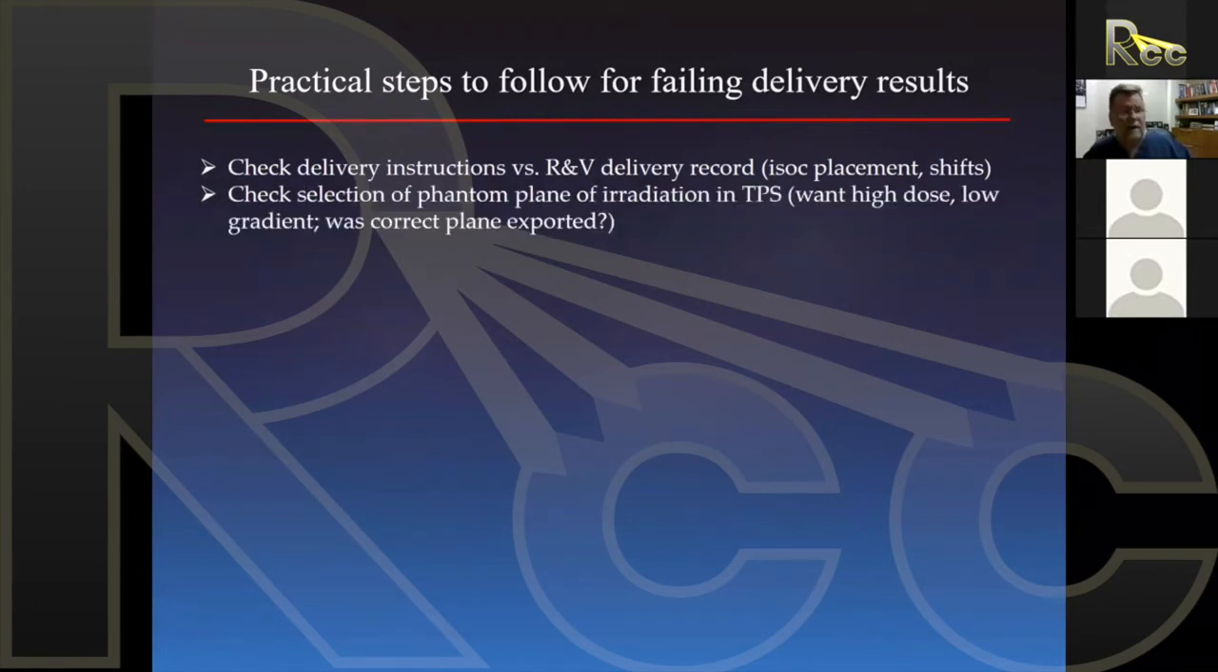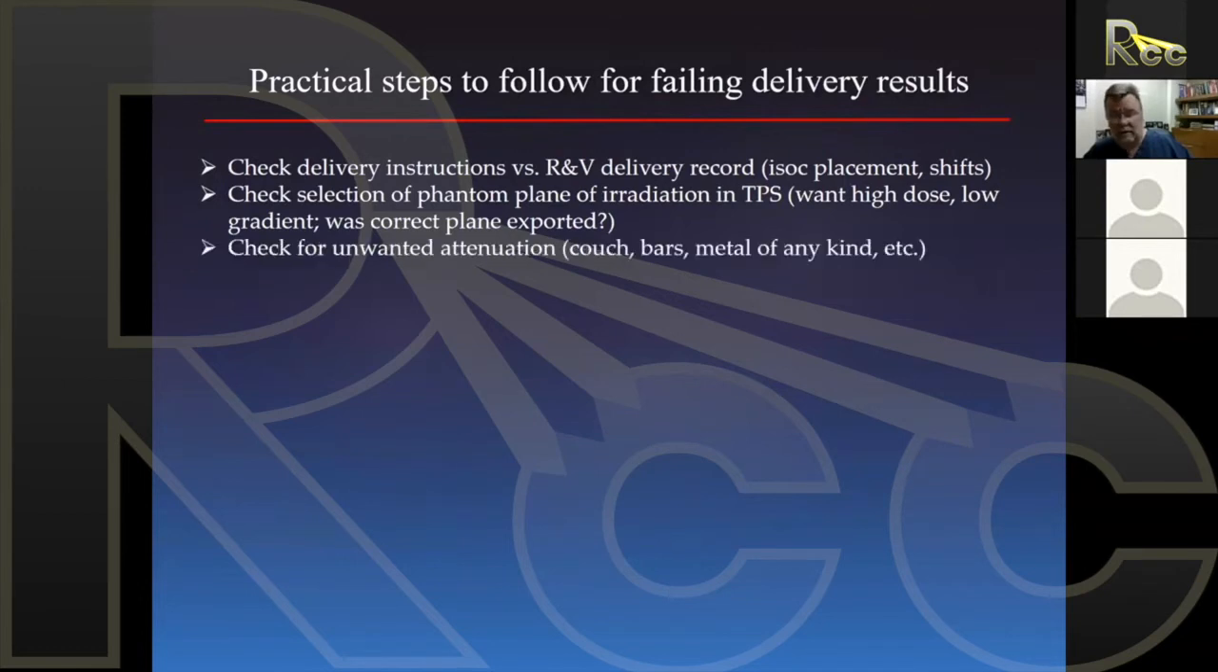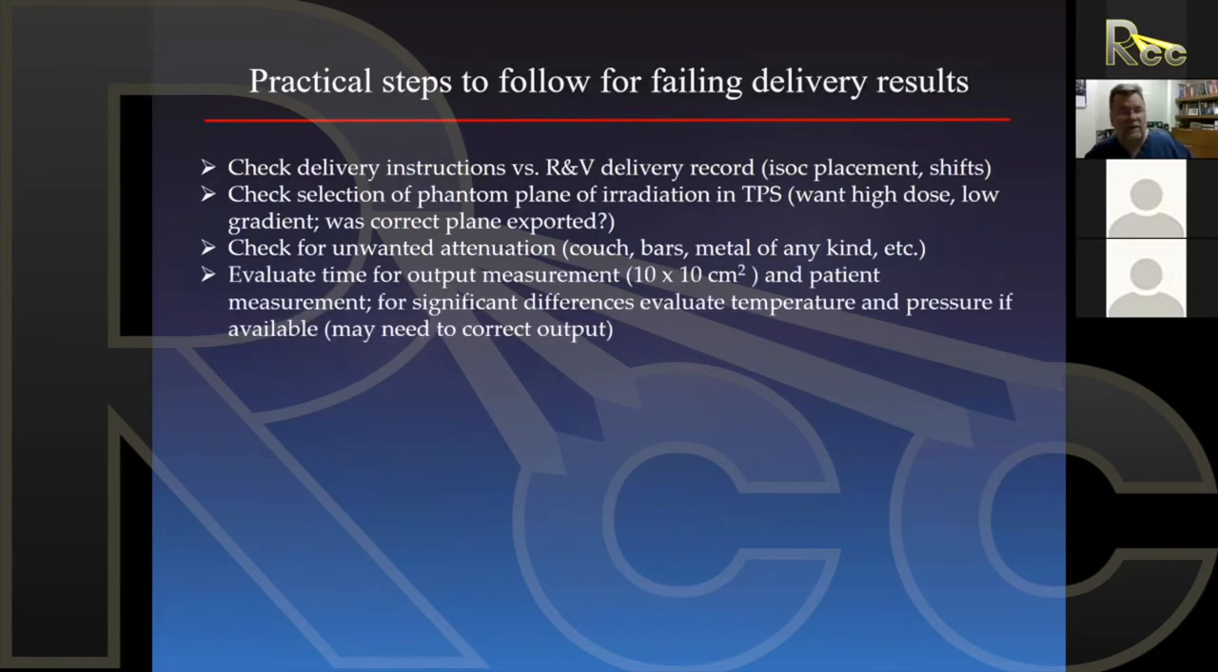Check the selection of the plane, the phantom plane irradiation in the treatment planning system. Was it in the high or low dose gradient region? Was the correct one exported? This is another place to be cognizant of. Check for unwanted attenuation, like portions of the couch, metal of any kind, support assembly bars, this kind of thing. Things that should not be in the way, but potentially could have been during the analysis.